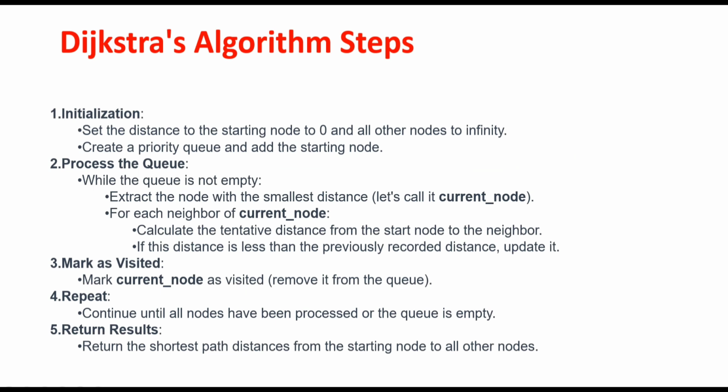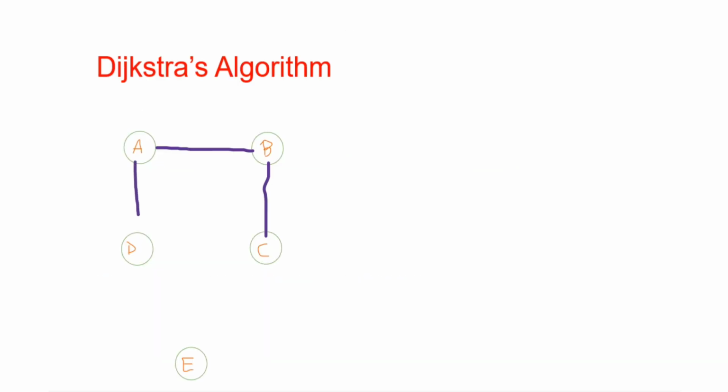Next, I am taking an example to show how Dijkstra's algorithm works. Let's take an example. In Dijkstra's algorithm, single source shortest path for a graph G equals G(V, E), where V means vertices and E means edges. Update the distance to neighboring nodes only when a shorter path is found. Let's take one graph.